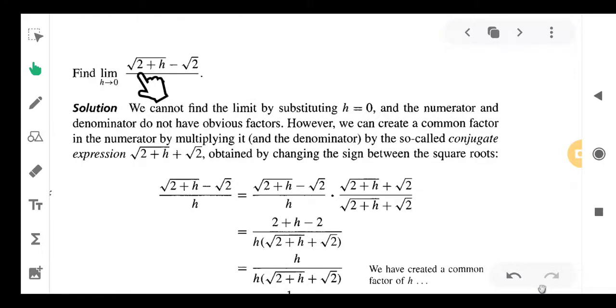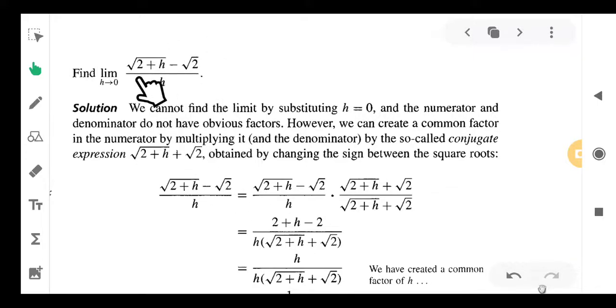Suppose you have a limit of a function like this, which is involving a variable h. This is f of h. The variable here is h. Now the question is how to find the limit as h tends to 0. When h tends to 0, you can see that the denominator is 0. The numerator is also root 2 plus 0 minus root 2, which is 0. So it is a 0 by 0 form.